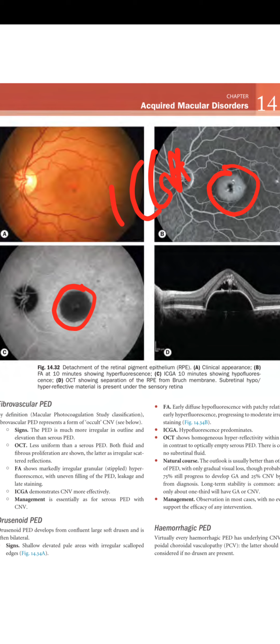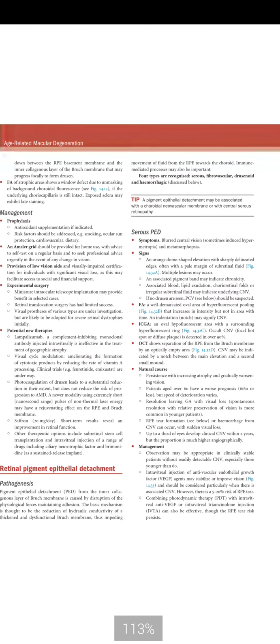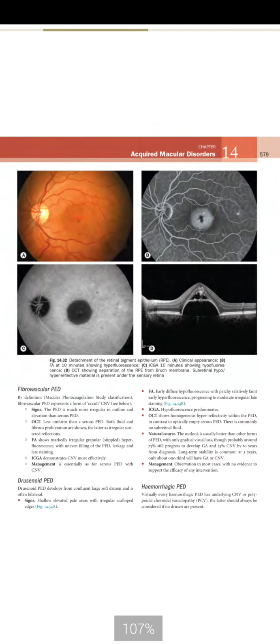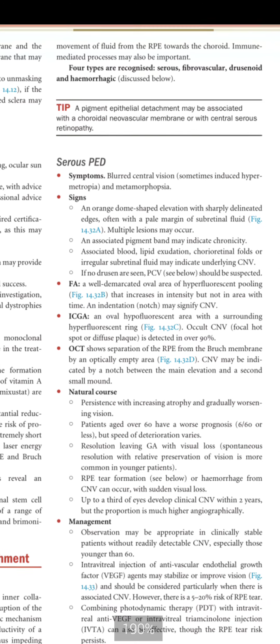OCT showing us a separation of the RPE from the Bruch membrane. Subretinal hyporeflective material is present under the sensory retina, and there is hyperreflective material present in the sensory retina. So you can see that there is no such thing under the RPE. You can see that it is hyporeflective under the RPE. It means that there is some kind of serous fluid in it.